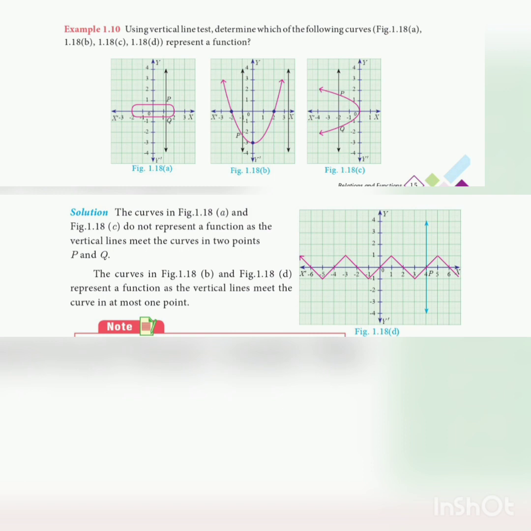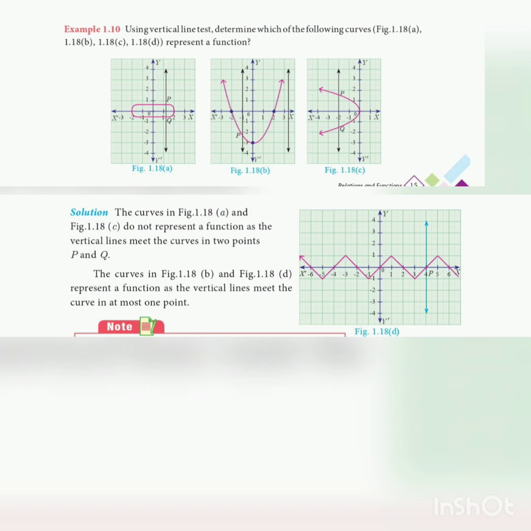Either the vertical line we draw may intersect at one point or even not intersect. If it intersects at more than one point, the meaning is the given curve is not a function. So first example, 1.18a is not a function.